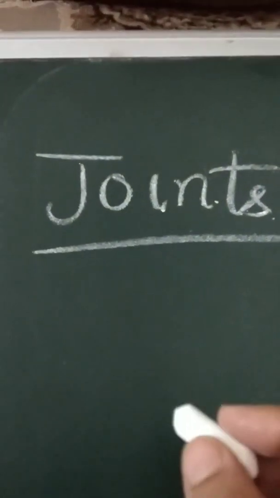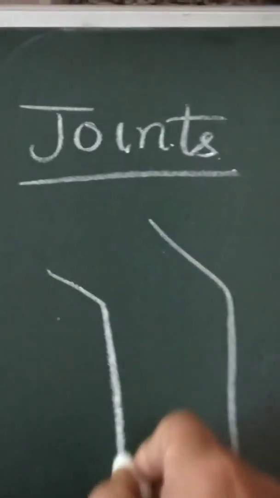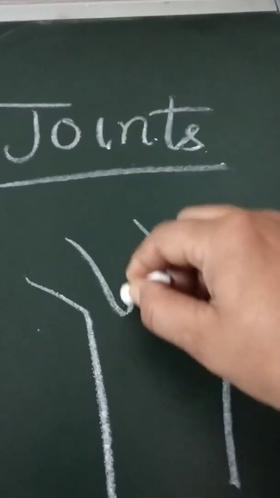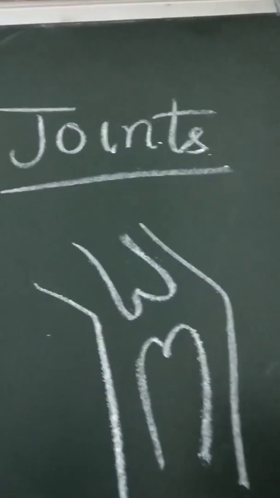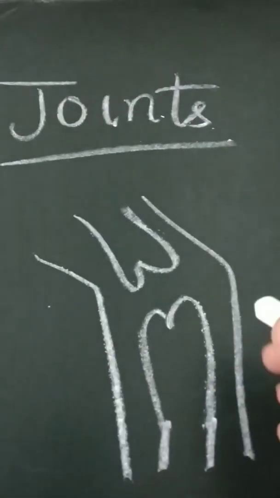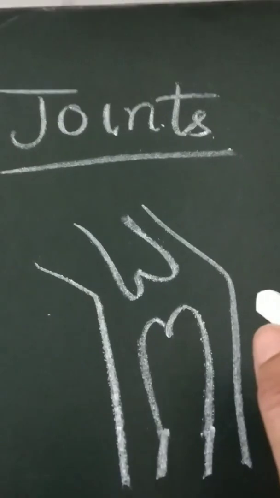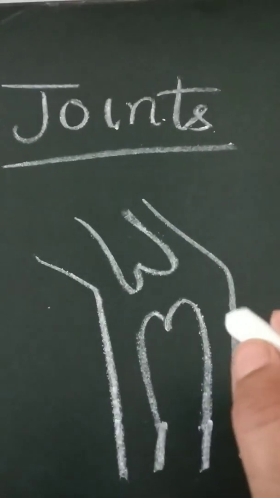Joints. A joint is the place where two bones join together. Joints are the places where two bones are joined together.